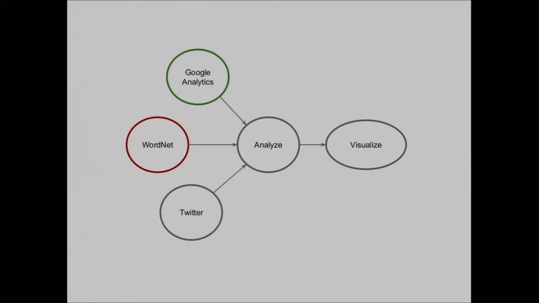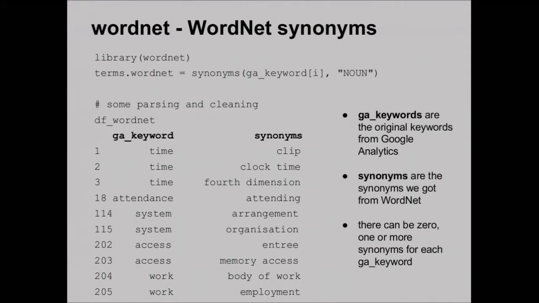And in order to do that, you use another package. Again, there are a lot of packages here. Use a package called wordnet. And it's a very simple package. All we need to do is take the Google Analytics keywords for each of the top 20 words, go out and get synonyms, and we put that into a data frame. And the data frame, after some parsing and cleaning up, basically looks like this.